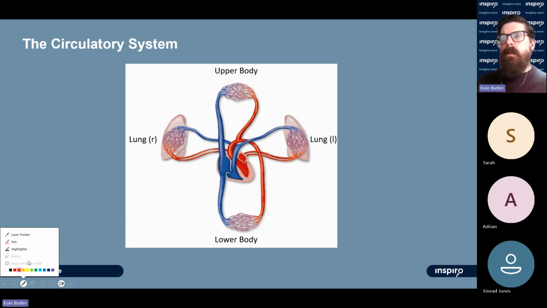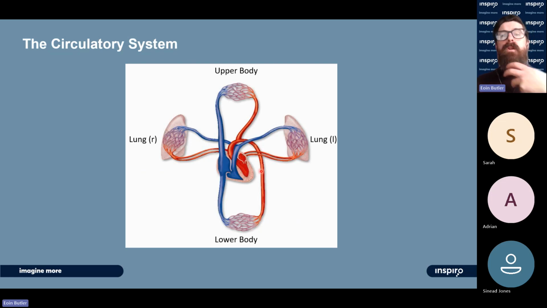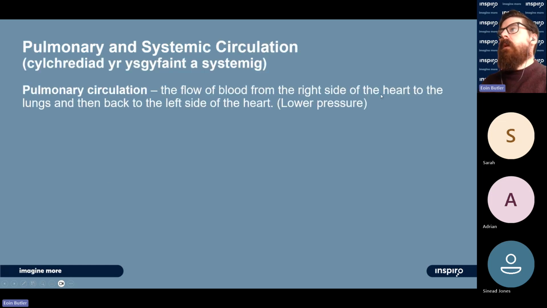So we've got from the right side of the heart out to the lungs and then back to the left side of the heart. Anywhere you see pulmonary, it means respiratory system, lungs. So if we think about pulmonary conditions, it's normally a medical condition to do with the lungs. Okay, so pulmonary means lungs. So pulmonary circulation is from the right side of the heart to the lungs and then back to the left side of the heart.